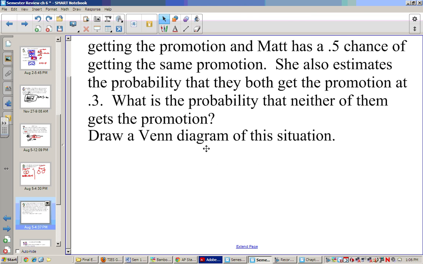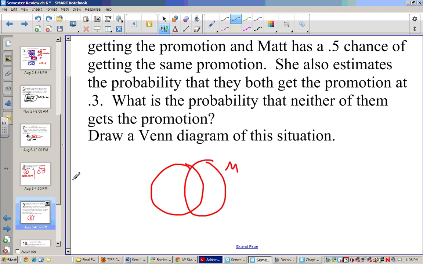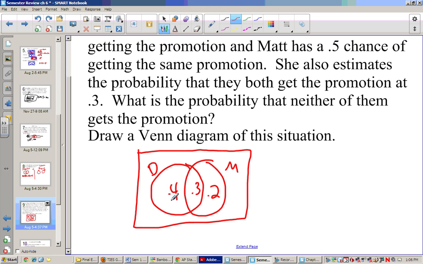So first thing you do is you draw a nice little Venn diagram of this situation where you have Matt and you have Deb. The probability they both get it is 0.3. If Matt has a 0.5 chance of getting it, that means he has a 0.2 over there. And Deb is up here and she has a 0.7 chance, so that's a 0.4 there. Now if we add these all up, we get a probability of 0.9. So if we subtract that from 1, we'll get 0.1 on the outside. So the probability that Deb doesn't and Matt doesn't get the promotion is 0.1.